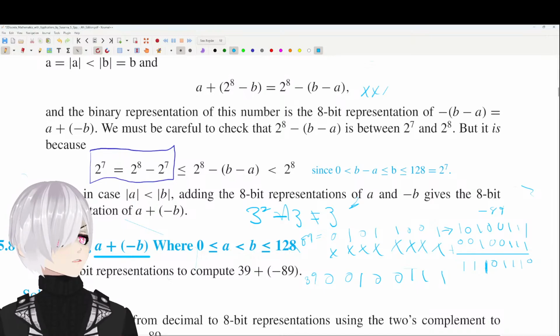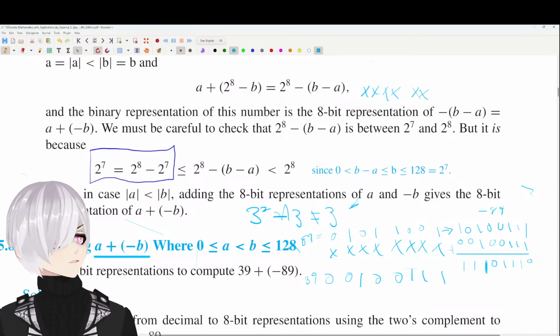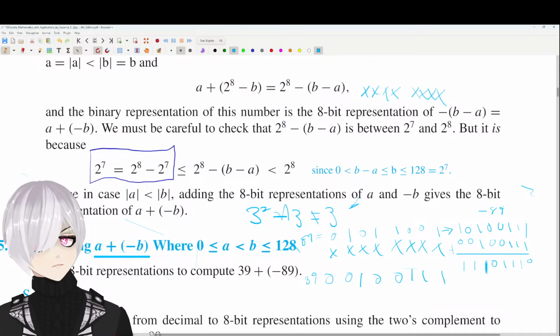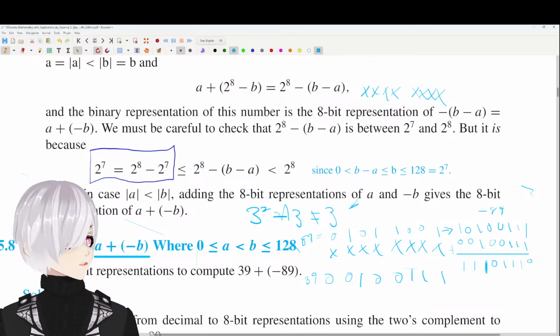Since we're doing so much binary addition, I definitely see the use of having a map like they mentioned.